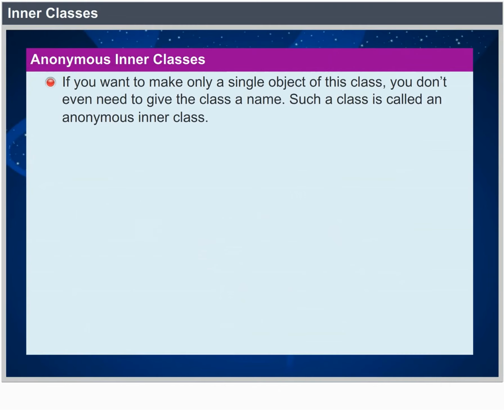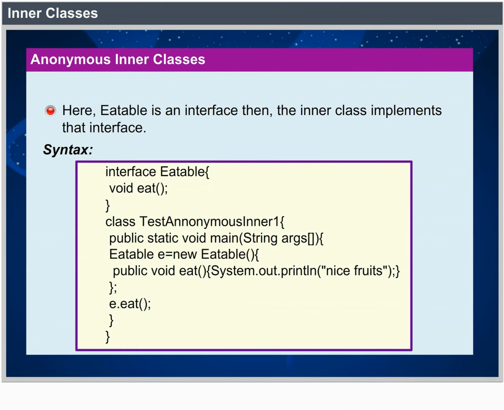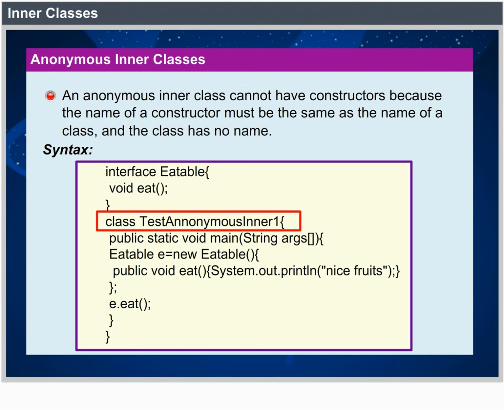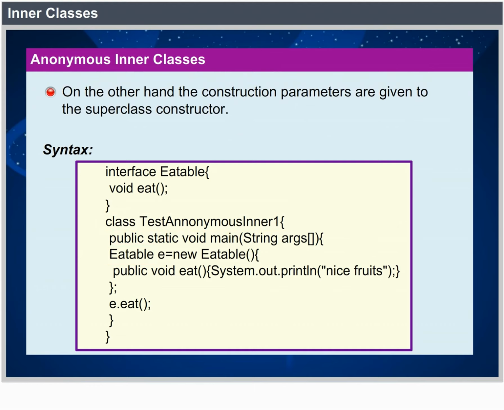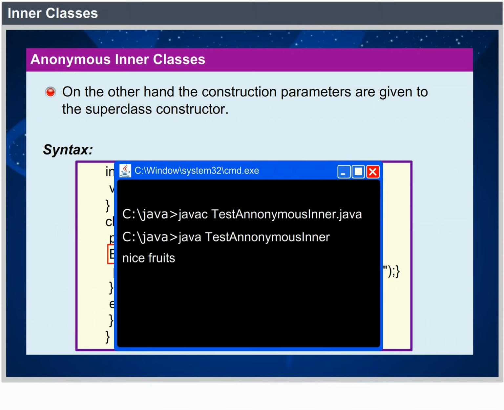Anonymous inner classes. If you want to make only a single object of this class, you don't even need to give the class a name. Such a class is called an anonymous inner class. Here Eatable is an interface, and the inner class implements that interface. An anonymous inner class cannot have constructors because the name of a constructor must be the same as the name of a class, and the class has no name. On the other hand, the construction parameters are given to the superclass constructor.